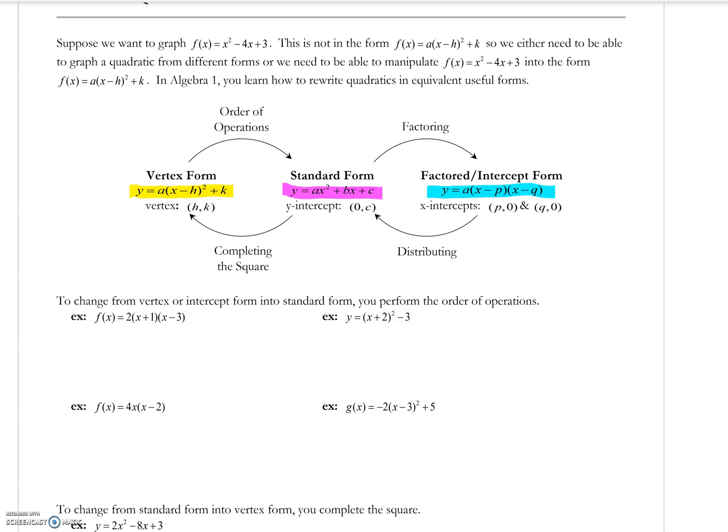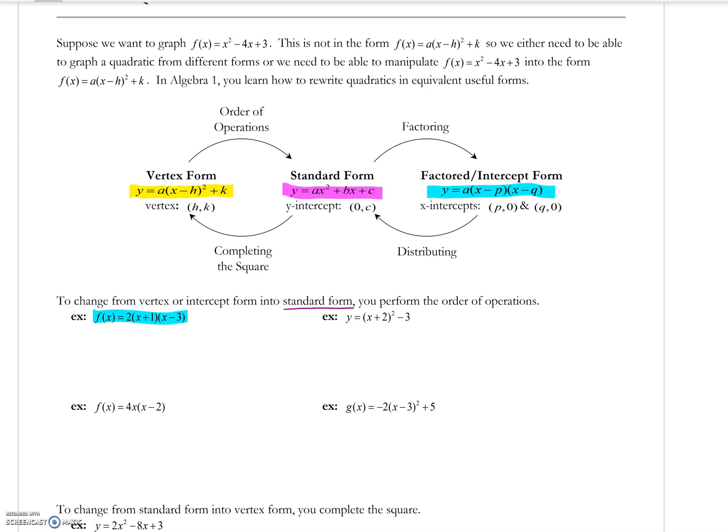The first thing I want to do is identify which form is given to me, and then I want to change it into standard form. We do that by performing order of operations. So in this first example, if I look at 2 times (x plus 1) times (x minus 3), I'm trying to get that into standard form, and when I look at it, it does not necessarily look like vertex form. There's not one thing being squared. It looks more like factored or intercept form. There's an a value with the 2, and then 2 sets of parentheses that are being multiplied.